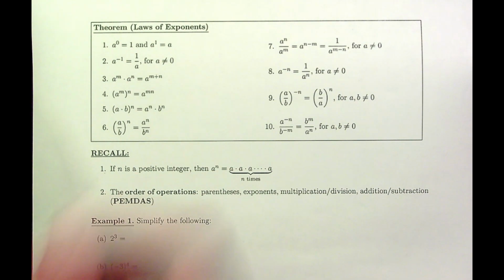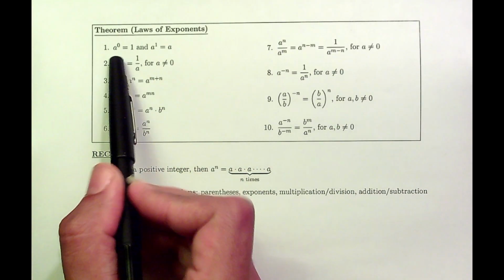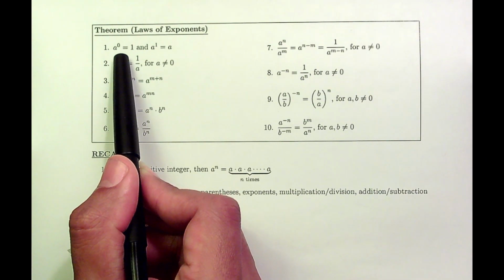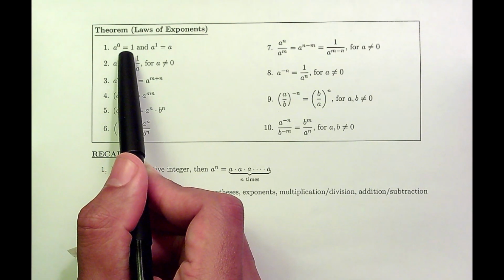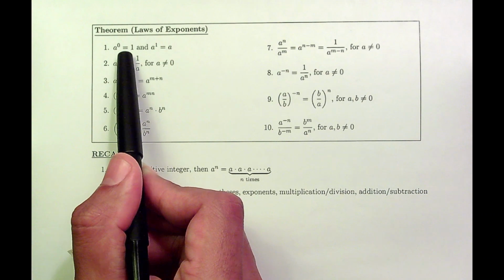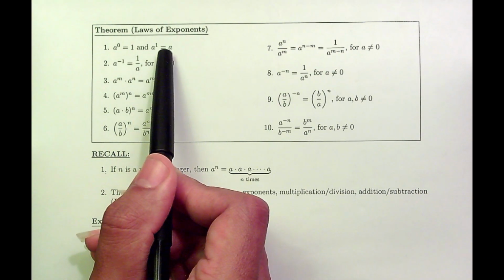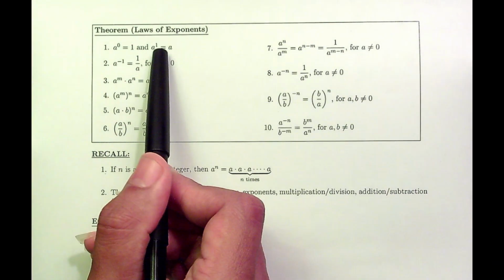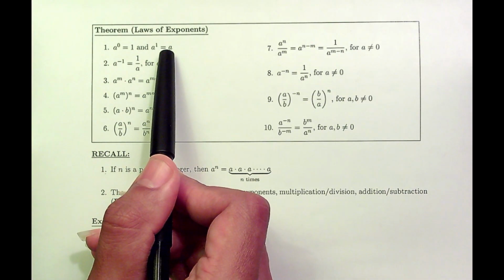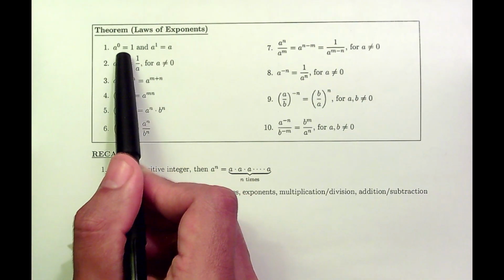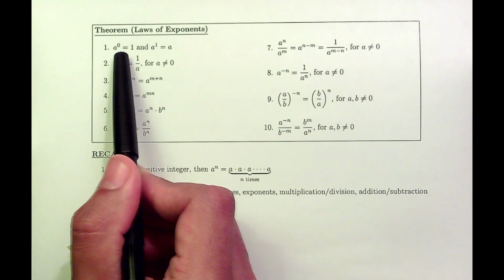So first property, anything to the 0 equals 1. Anything to the 0 equals 1, and anything to the 1 does nothing, gives you the same thing back. So a to the 1 equals a, and a to the 0 equals 1. Any number to the 0 equals 1.